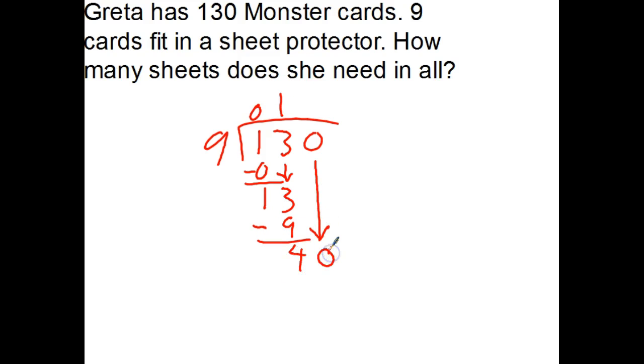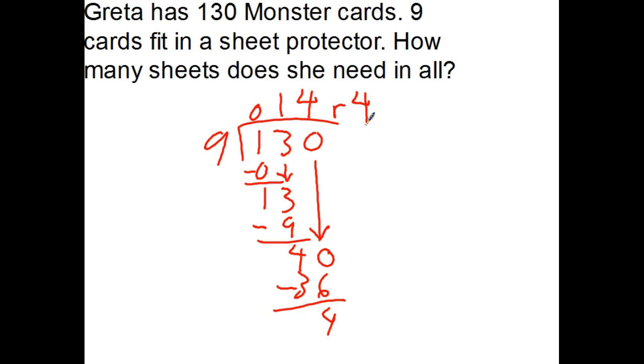Bring down my 0. How many 9s in 40? 9 times 1 is 9. 9 times 2, 18. Times 3, 27. Times 4, 36. Times 5, 45. Too much. So 9 times 4 is 36. When I subtract, I got a remainder of 4.